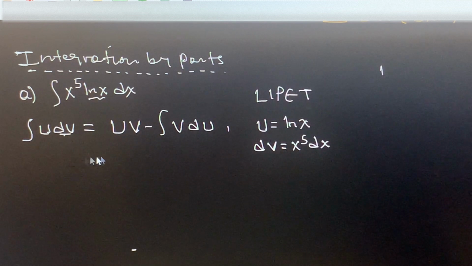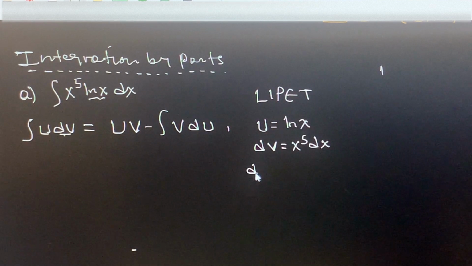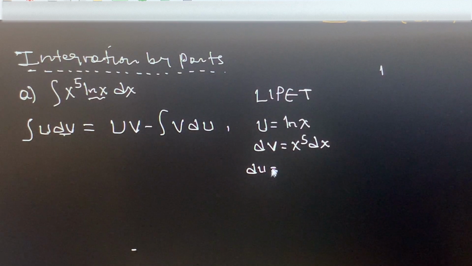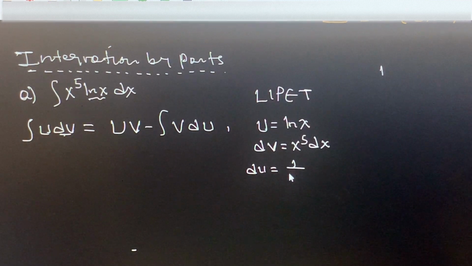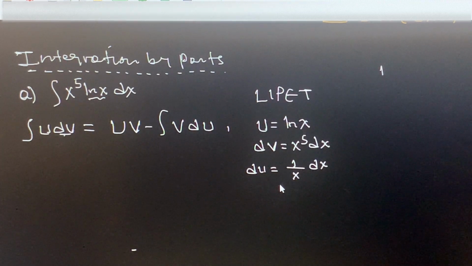So that means I can rewrite the integral in this form. The u is already there, I need v, and if I know dv, I just have to find the v. So if u is ln x and dv is this one, what is the du, the derivative of u? If u is ln x, the derivative is just 1 over x dx. Don't forget the dx, always 1 over x dx.